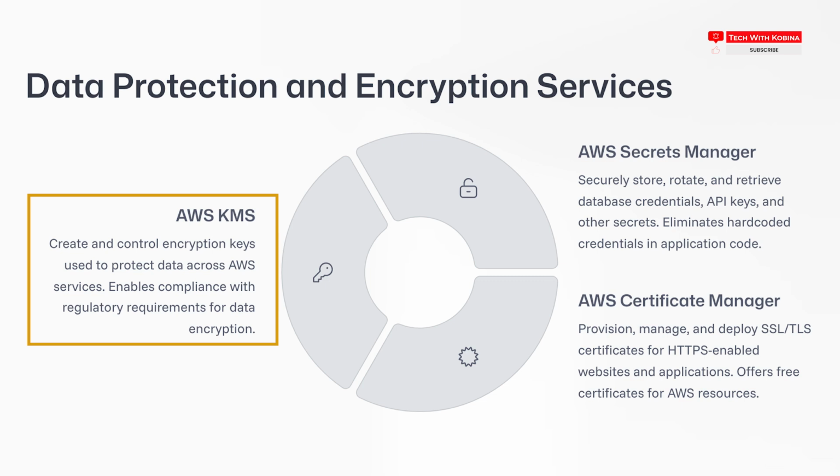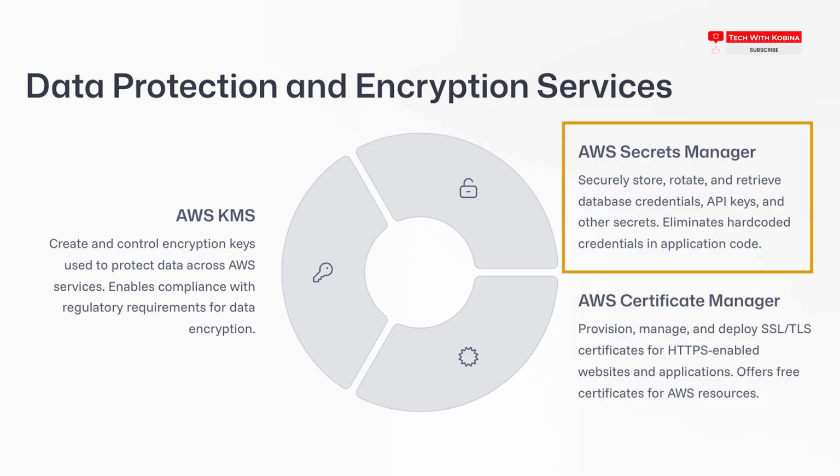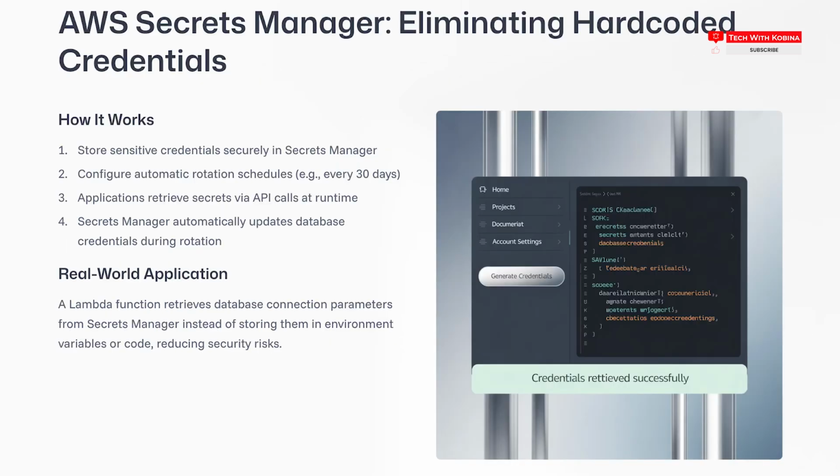AWS Key Management Service, or KMS, makes it easy to create and control cryptographic keys used to encrypt your data across AWS services and in your applications. For example, you can use KMS managed customer master keys to encrypt objects in S3, databases in RDS, and even your EBS volumes. AWS Secrets Manager helps you securely store, rotate, and retrieve secrets such as database credentials, API keys, and other sensitive information. A real-world example is using Secrets Manager to provide database passwords to a Lambda function without hard-coding them in your code.